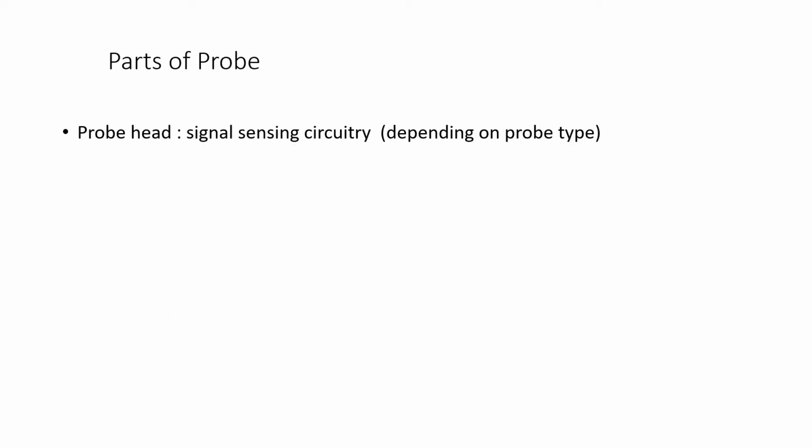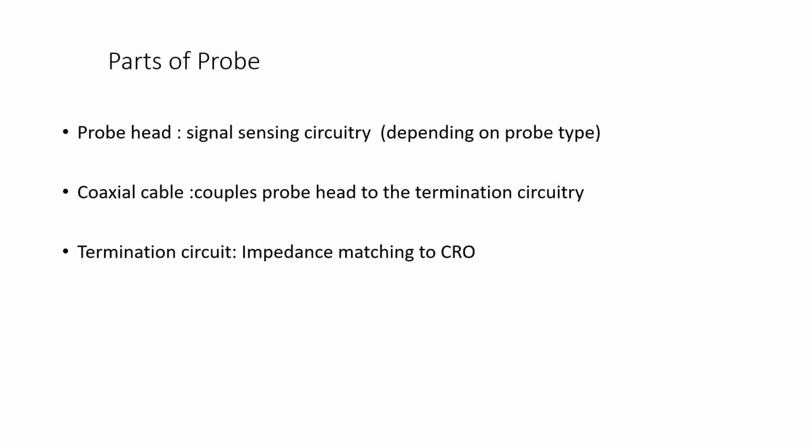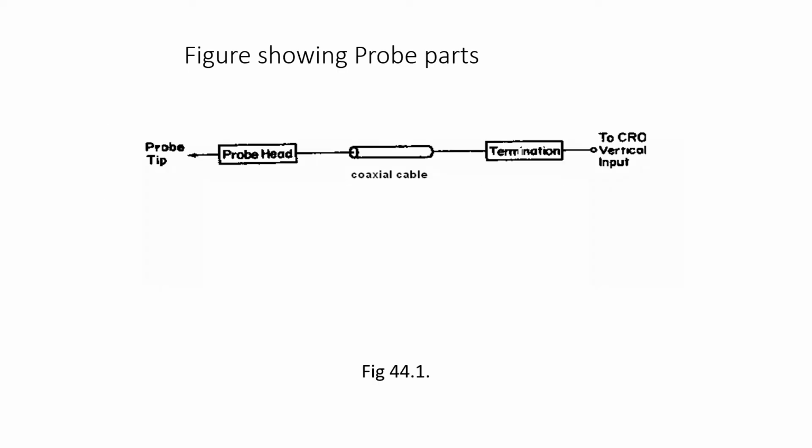The parts of a simple probe which we use in the labs: it has a probe head, that is signal sensing circuitry. Next is a coaxial cable which couples the probe head to the termination circuitry, that is, it connects to the CRO, and the termination circuit does impedance matching to the CRO. So these are the three parts: you have the probe head, you have the coaxial cable, you have the termination. The probe head is connected to the device under test. Termination is connected to the CRO.